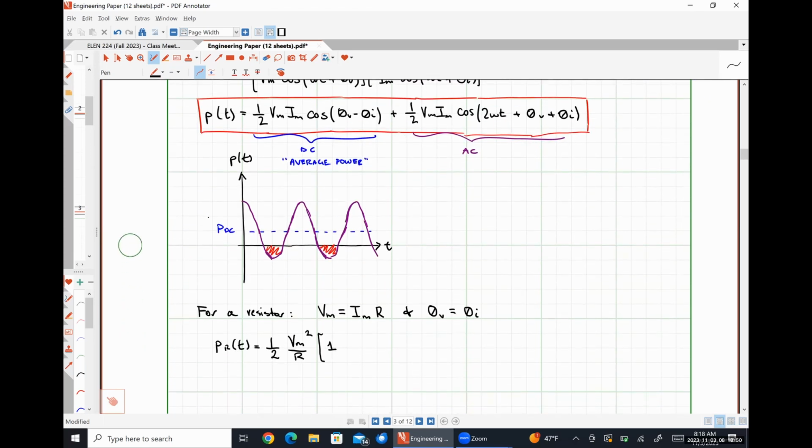So now we're getting over to the AC side. So 1/2 Vm Im is still going to look like 1/2 Vm squared over R, so that's why I factored that part out. Now we are going to have cosine of twice omega t, and since theta V and theta I are the same thing, I can express this as just twice theta V.